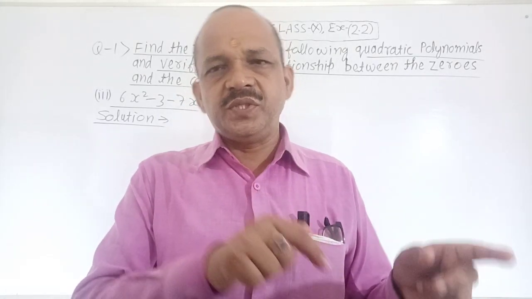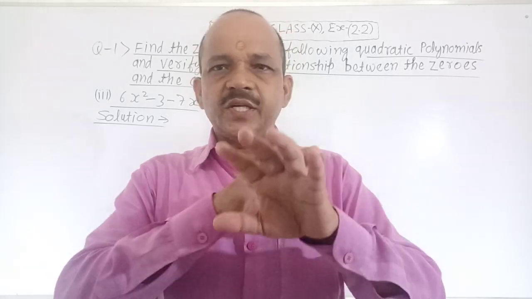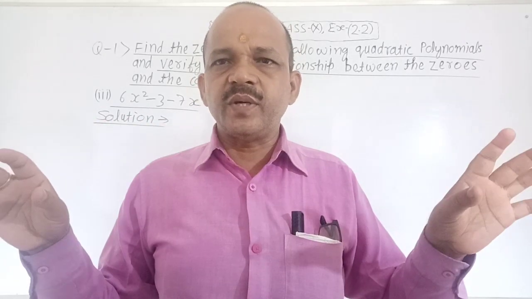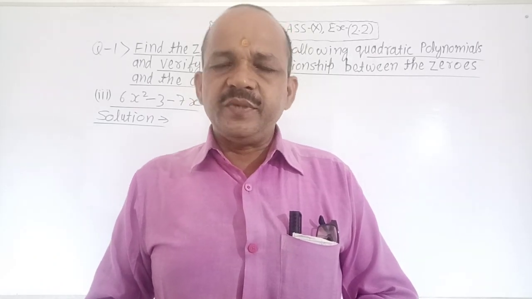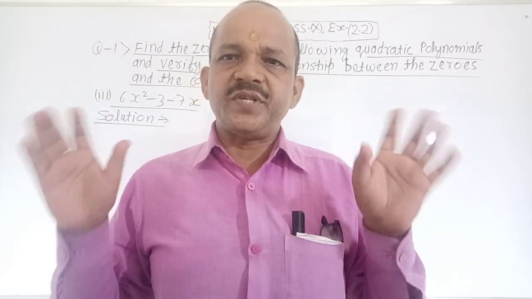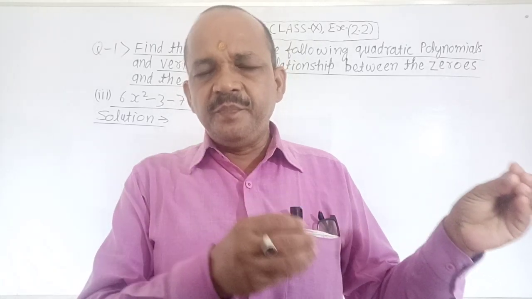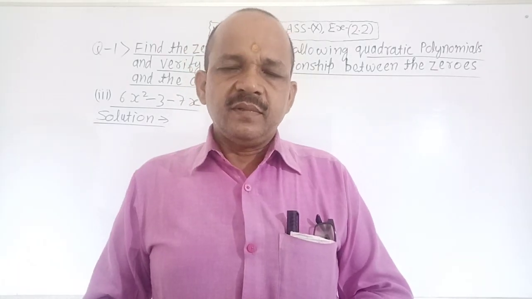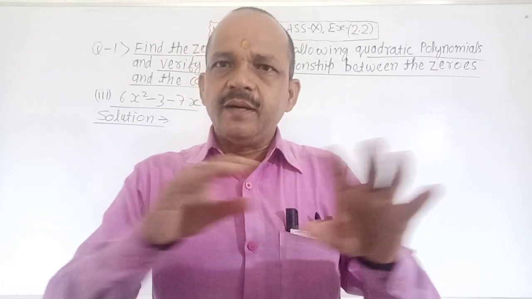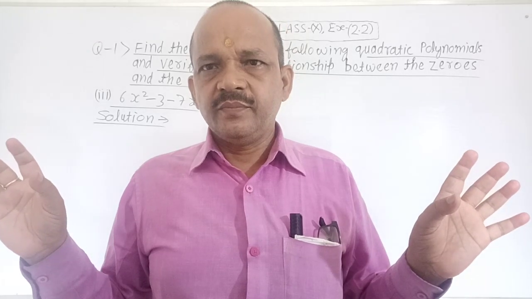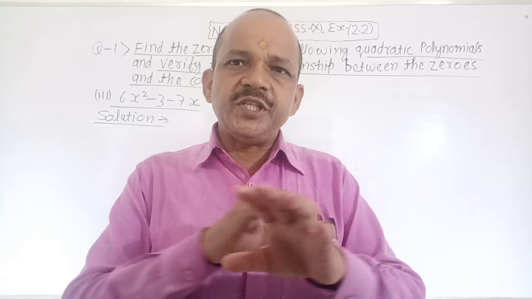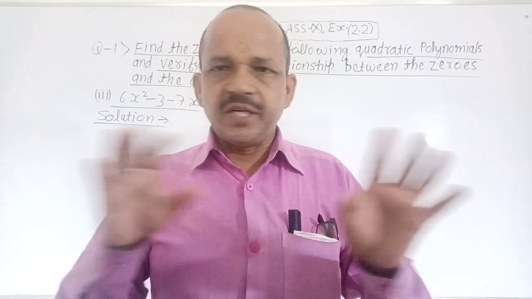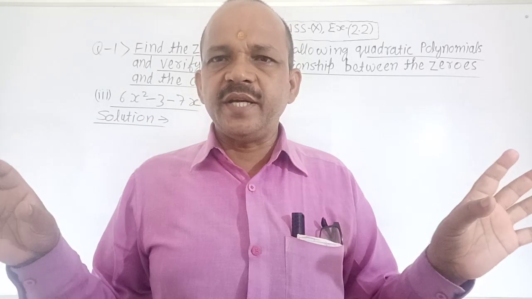Relationship between zeros and coefficients. It is clear, no confusion about it. Very good. Number in front of each term is called its coefficient. Maximum power of variable is called degree of polynomial. Degree of polynomial is called its zeros. It is clear, no confusion about it.